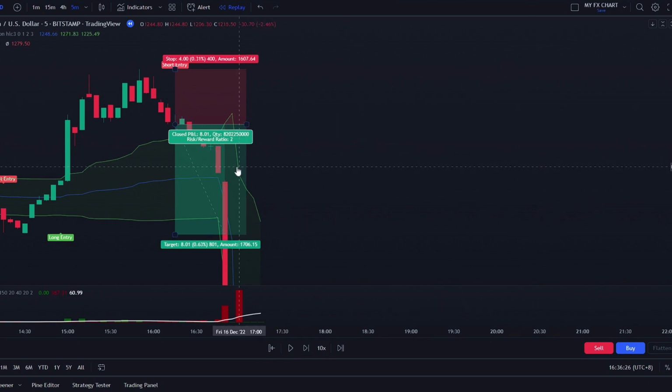It's important to remember to always wait for confirmation before entering a trade, and to manage your risk carefully. This means setting appropriate stop loss and profit target levels and not over-leveraging your account. With that said, let's get started with our backtest. Stay tuned for the results.